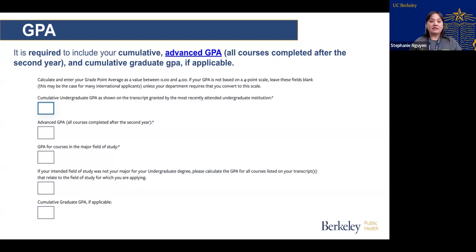And if your intended field of study was not your major for your undergraduate degree, please calculate the GPA for all courses listed on your transcript. This is an optional piece here, so we would love to see you complete this as best as possible, but if it doesn't apply for any reason, again, you can skip over that. Usually the asterisk in your application will identify if it is required. The cumulative graduate GPA, again, not all students attend graduate school. This might be your first time applying to a graduate program. So if it doesn't apply, you can skip ahead. But if you do have it, be sure to include that there.